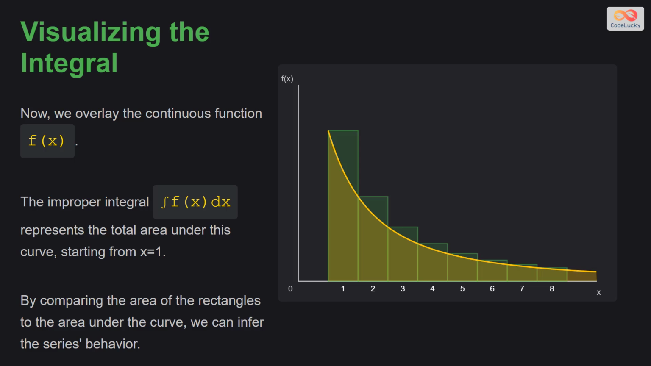Now, let's overlay the graph of the continuous function that corresponds to our series terms. The area under this curve is represented by an improper integral. Notice how the rectangles from the series and the area from the integral seem to cover a similar amount of space. This visual comparison is the key to the test.